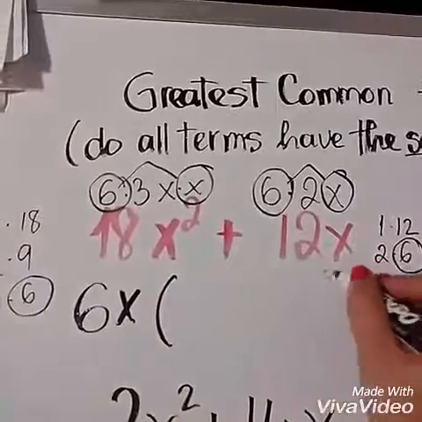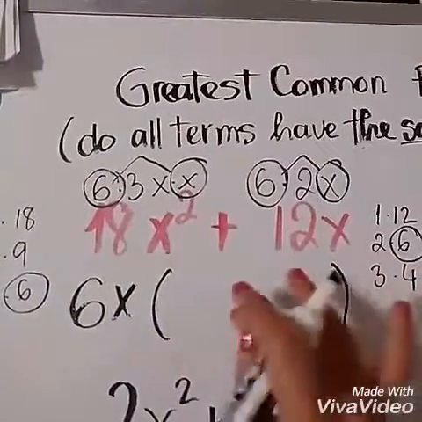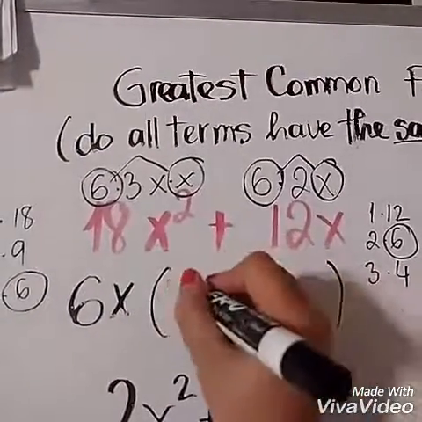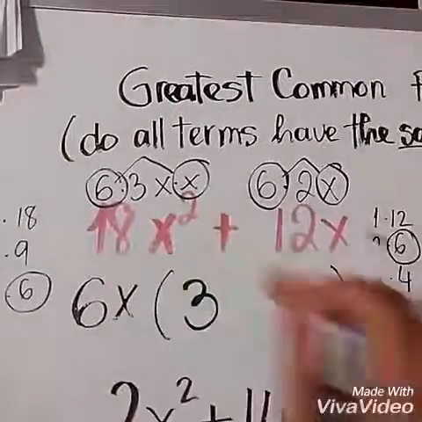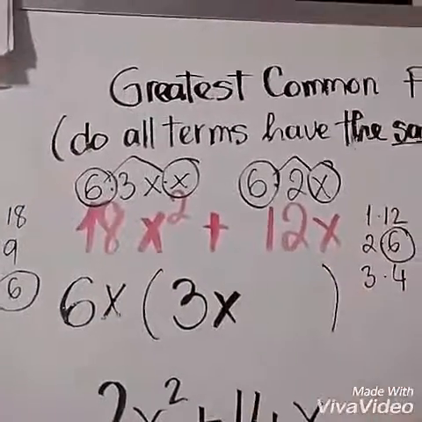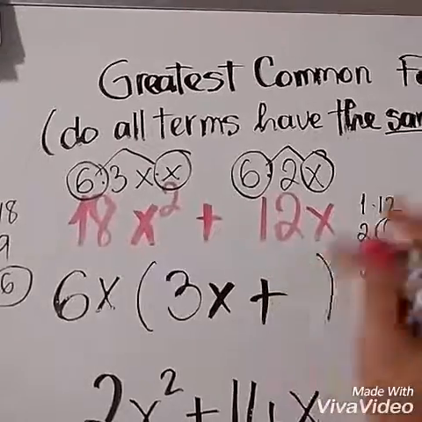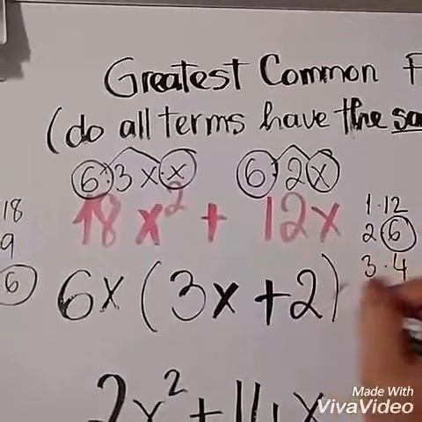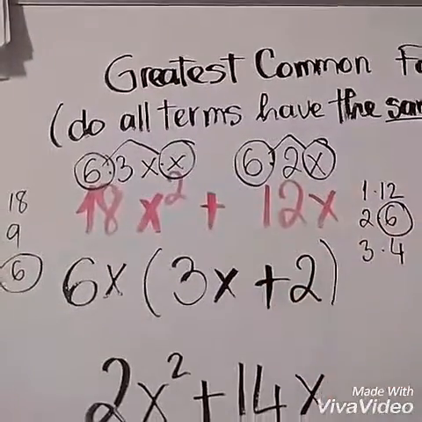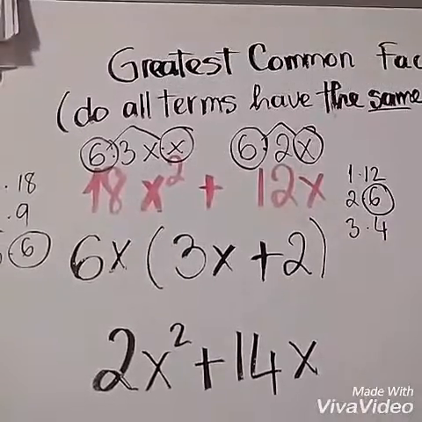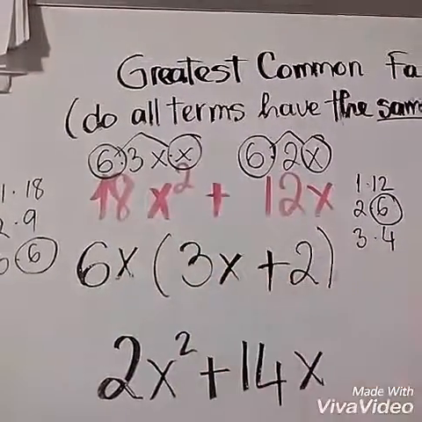Whatever is left over that I don't circle, that means they're different from each other. I'm going to leave it in the parentheses. The first term, I have 3x left. The second term, I'm only going to have the number 2. So I say plus 2. The sign stayed exactly the same. Okay, so that's how you factor the first example.